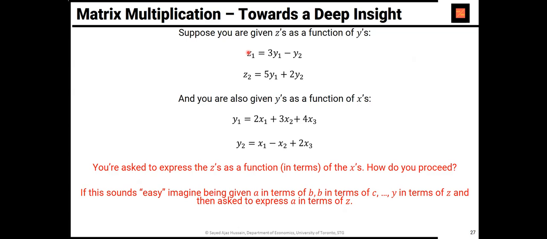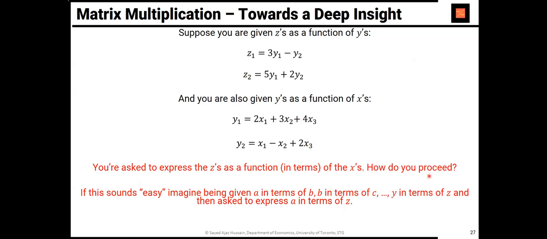Supposing you're given a bunch of z's in terms of y's. These could be demand curves, for example. And then you're given the y's in terms of x's. So you're given z's in terms of y's, and in turn you're given y's in terms of x's. Somebody says, I want you to express the z's ultimately in terms of x's.